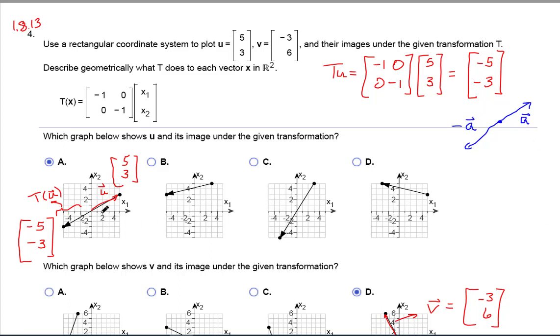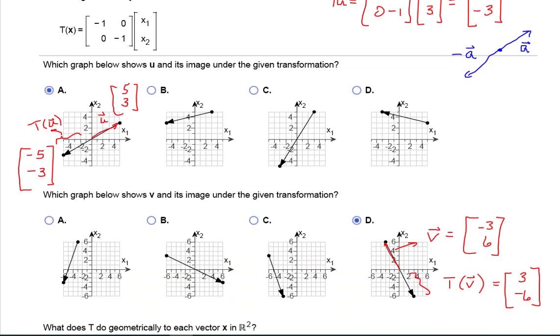And so where is it? Well, here's u. U is 5, 3. This vector pointing this way is the image, or -5, -3. The picture isn't particularly clear. I wish they would have had arrows on both sides so you could have seen that.